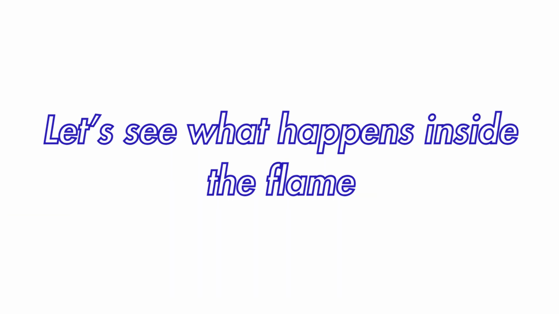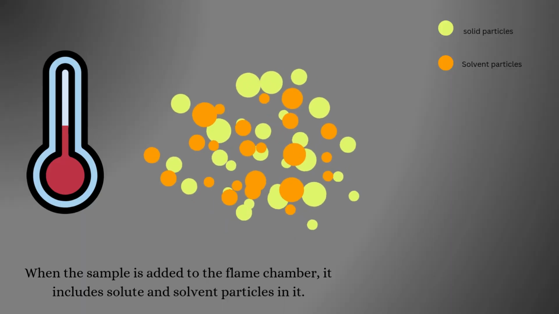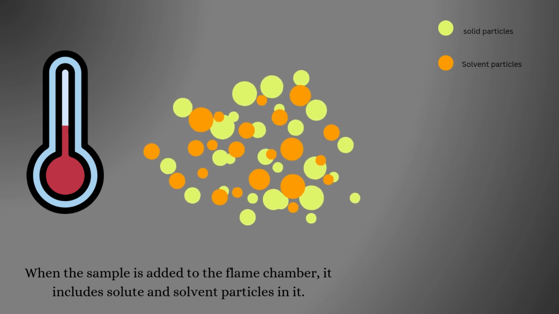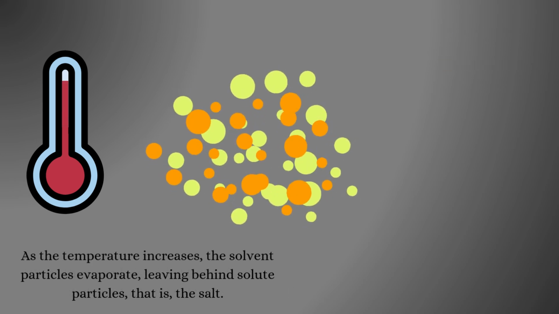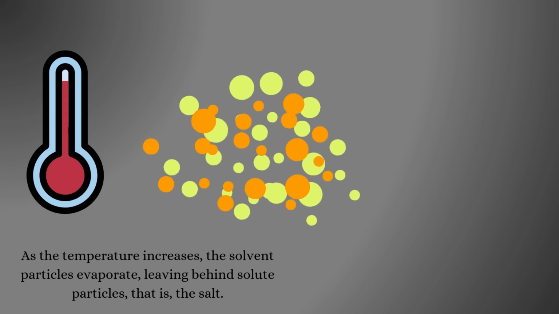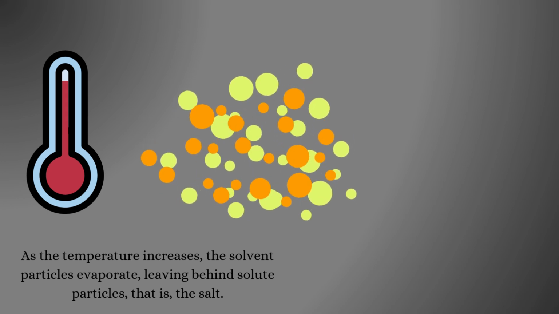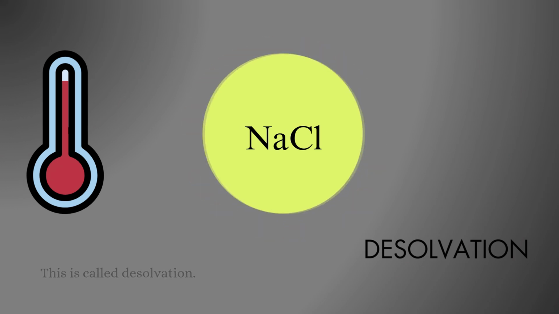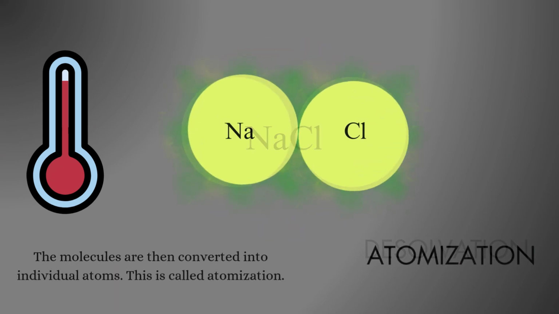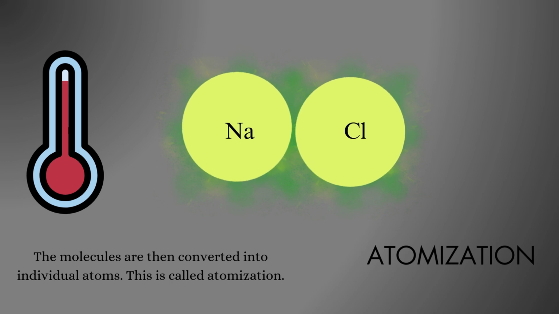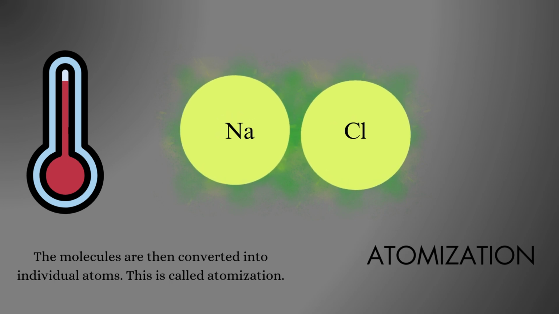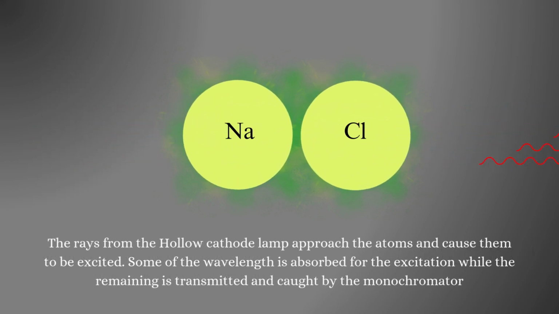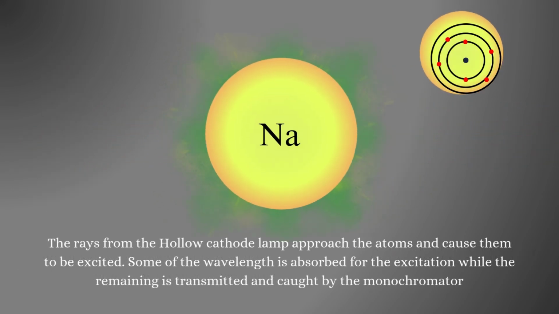Let's see what happens inside the flame. When the sample is added to the flame chamber, it includes solute and solvent particles in it. As the temperature increases, the solvent particles evaporate, leaving behind solute particles, that is, the salt. This is called desolvation. The molecules are then converted into individual atoms. This is called atomization. The rays from the hollow cathode lamp approach the atoms and cause them to be excited.